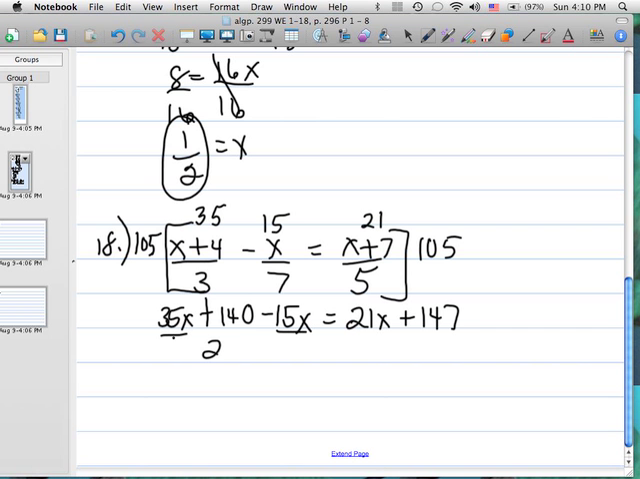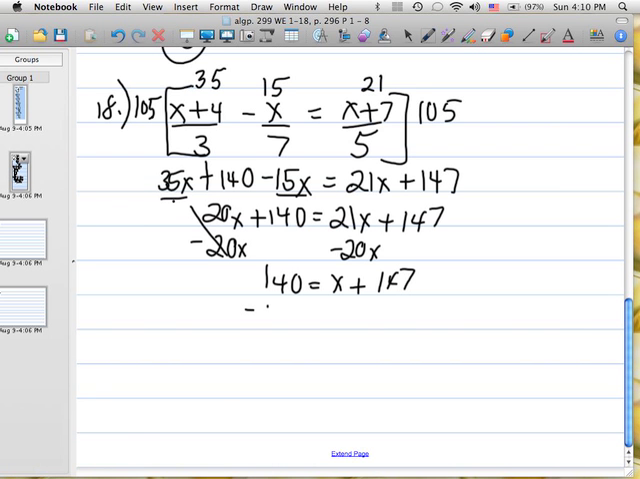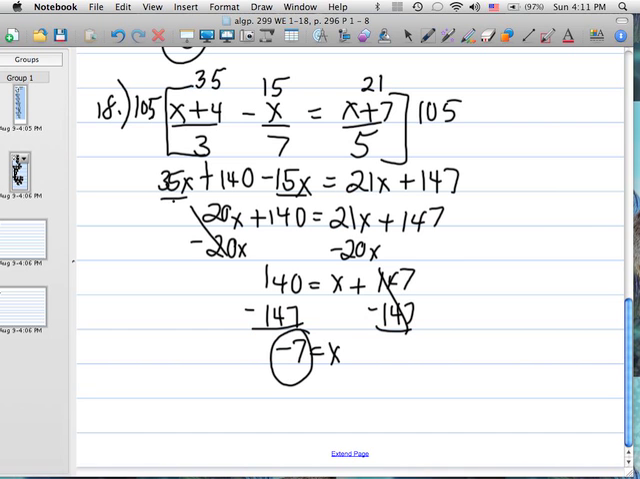Collecting like terms, I get 20x plus 140 equals 21x plus 147. Subtract 20x first to get the x's on one side. So I have 140 equals x plus 147. Subtract 147 from both sides. And negative 7 equals x.